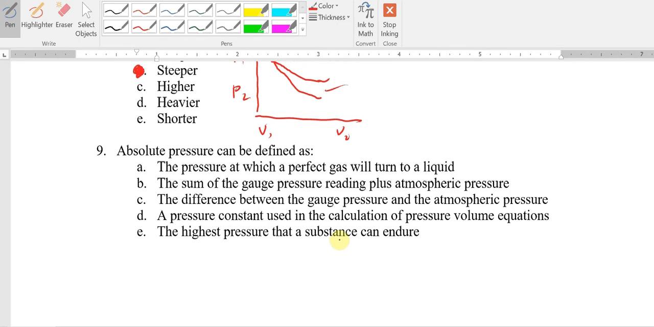Absolute pressure can be defined as the sum of the gauge pressure reading plus the atmospheric pressure.